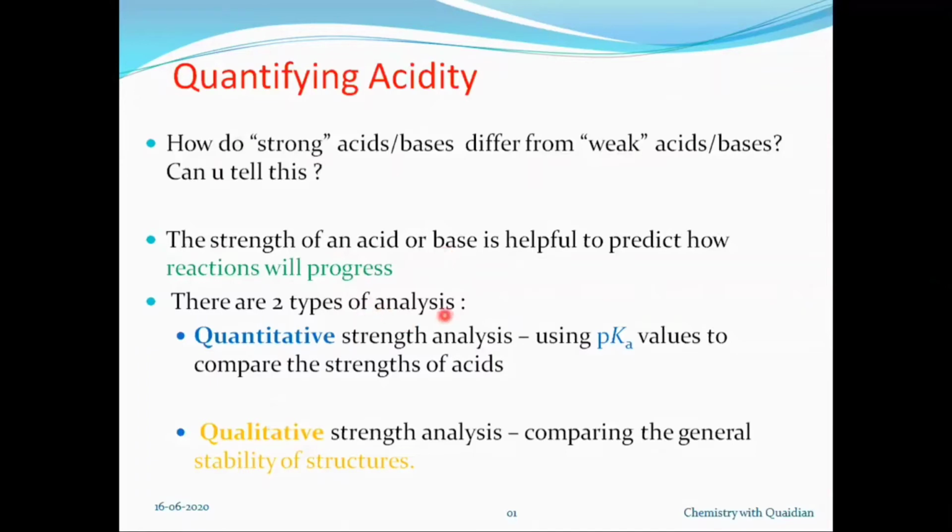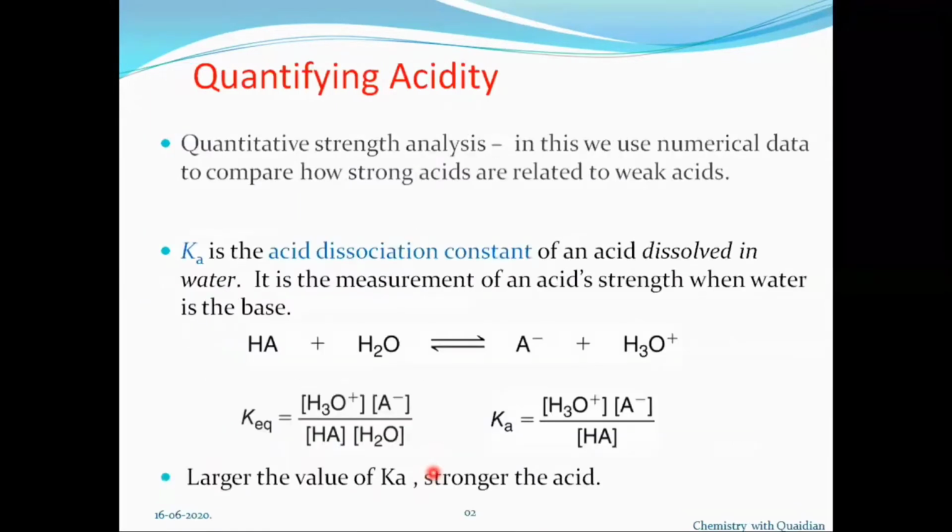There are two types of analysis, quantitative analysis and qualitative analysis. In quantitative analysis, by using pKa values, we can compare the strength of the acids. While in qualitative strength analysis, we compare the general stability of the structure, that on the basis of the structure and their stabilities, we can tell which acid is strong and which is the weak base.